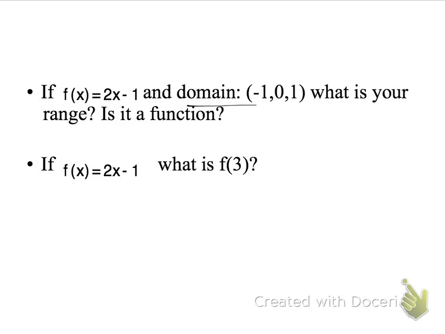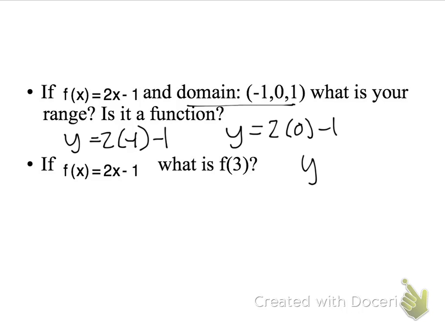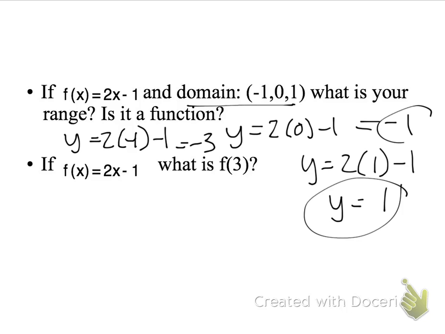Okay, so we got our domain values again, so let's plug in. So we got y equals 2 times negative 1 minus 1. y equals 2 times 0 minus 1, and y equals 2 times 1 minus 1. Okay, so 2 times negative 1 is negative 2, minus 1 is negative 3. 2 times 0 is 0, minus 1 is negative 1. 2 times 1 is 2, minus 1 is 1. So here are our y values.